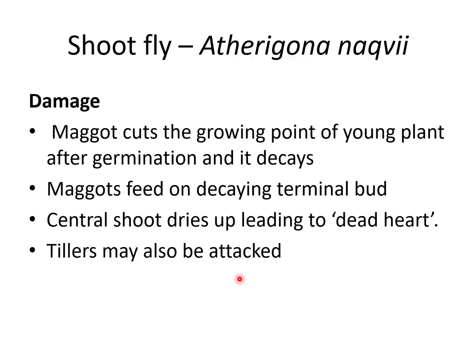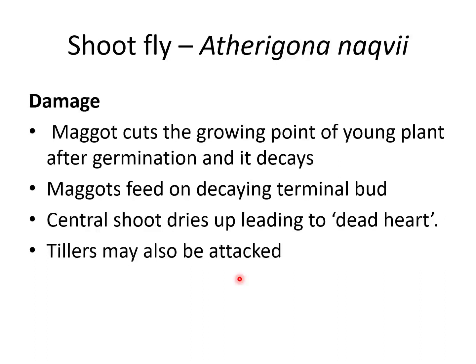So these shoot flies normally attack the crop when the crop is up to about 1 month old. After the crop matures, usually we don't see shoot fly infestation. So the maggots feed on the growing point of young plants. Remember, it's a pest which attacks the crop up to about 1 month of age.